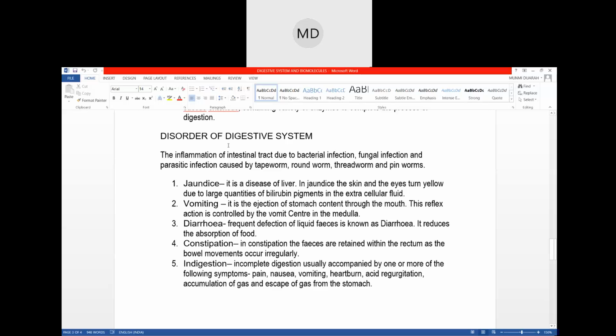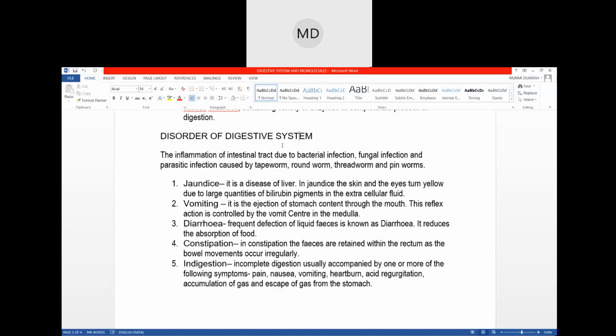Anyways, now disorders of the digestive system. Till now we have discussed the parts of the digestive system and the process of digestion, the glands and the alimentary canal, everything, right? So now the disorders of the digestive system. Disorders means disease. While discussing the respiratory system, we also got a few diseases related to it, right? So here also, there are a few diseases related to the human digestive system.